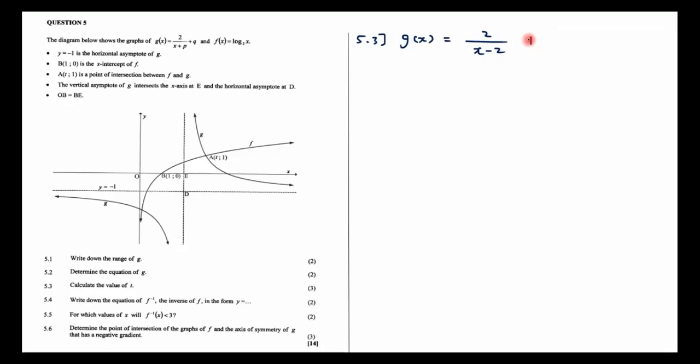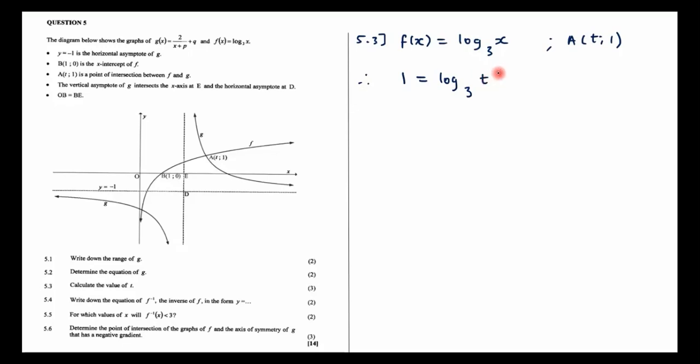So what I'm going to do is, instead of taking this one, I'll take the other equation. So let me take f of x is equal to log base 3 of x, right? Now here I know that point A is (t, 1). So I'm going to substitute that. When I do that, I'm going to have 1 equals log base 3 of t.